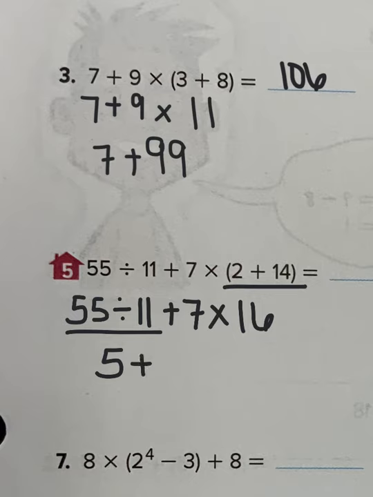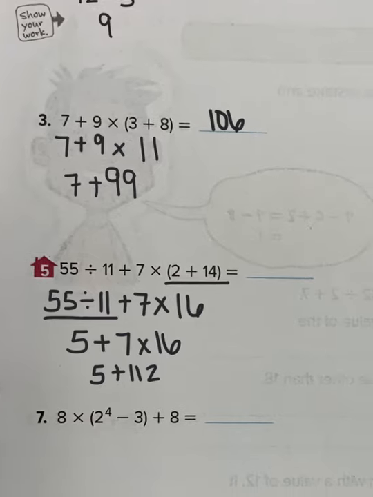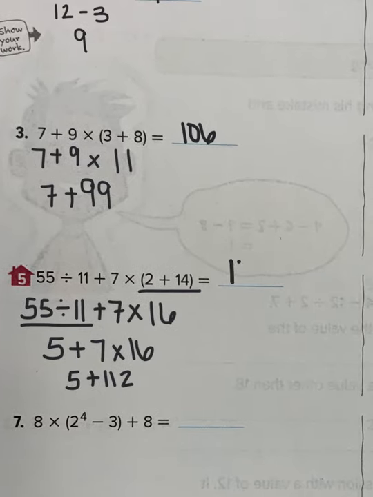Bring down the rest of my expression. We still have our multiplication in there, so let's go ahead and do that. So our 7 times 16 gives us 112. Bring down the rest of our expression. It's 112 plus 5 will give us 117.